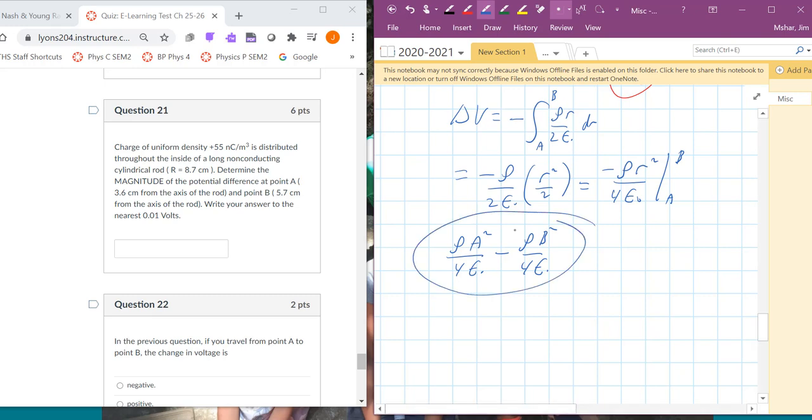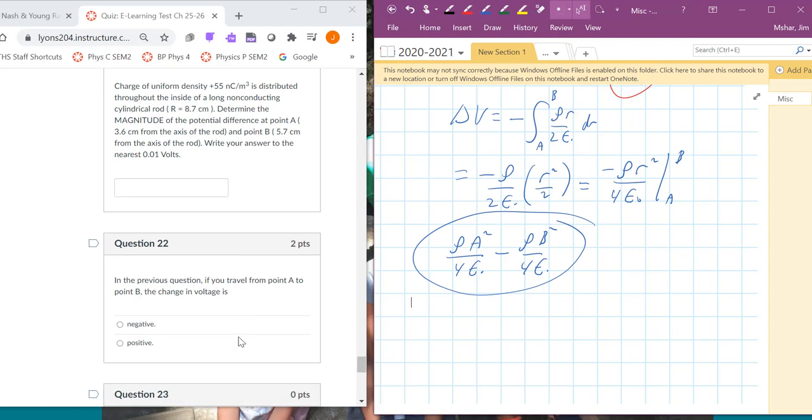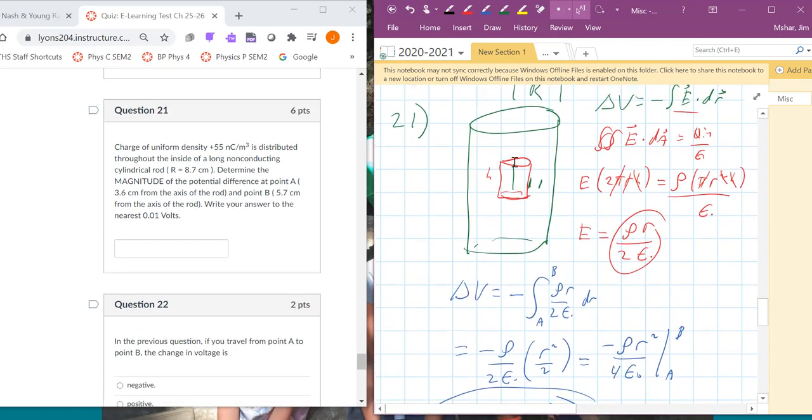When you plug your numbers in, again, make sure A and B are both in meters. That'll give you the magnitude, and again, make it a magnitude of positive. Also, another note, for 22, conceptually, how can you figure out negative? Well, it's given as a positive charge, so electric field lines point outward. And we are moving outward. So we're moving with the electric field lines. If you're moving with the field lines, you lose voltage.